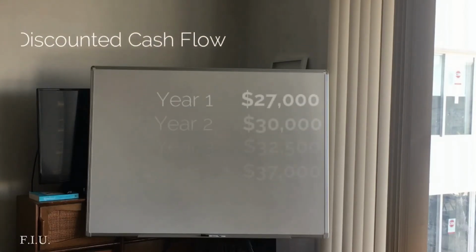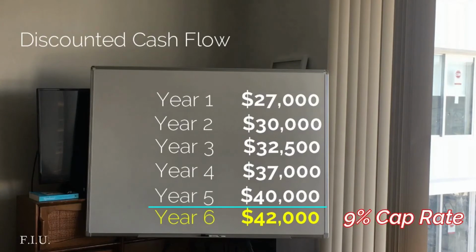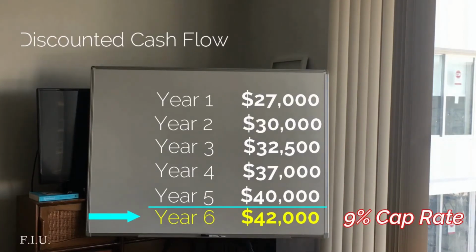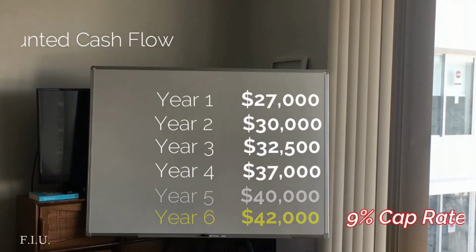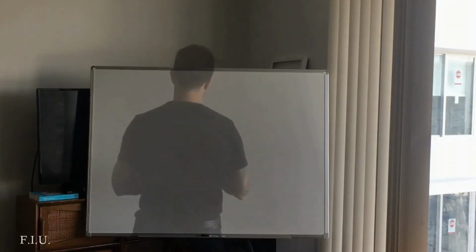You're managing an investment in a local warehouse. You expect the warehouse to provide the following net operating income over the next several years. Year 1, $27,000. Year 2, $30,000. Year 3, $32,500. Year 4, $37,000. Year 5, $40,500. Year 6, $42,000. Now the question is, if you plan on selling the building in year 5 and the market is requiring a cap rate of 9% for this type of building and market, what is your estimated sale price?